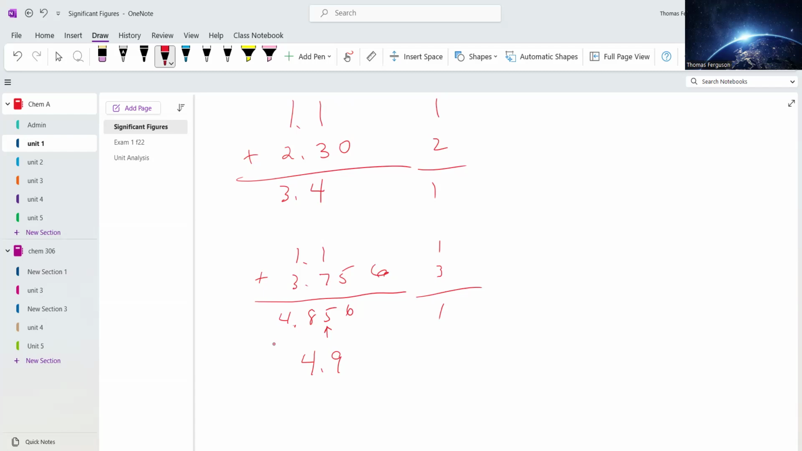Our answer's got 3, right? So we got to fix it. So we go to the second place and then look at that number. If it's 5 or more, we round up. If it's 4 or less, we drop it. Yes, when we're adding and subtracting. Write down in big letters: adding and subtracting. If you have a red pen, write it in red. Only adding and subtracting now. Okay, we all okay with that?